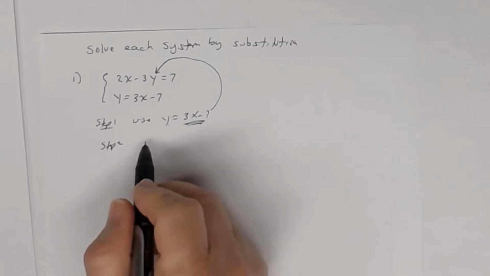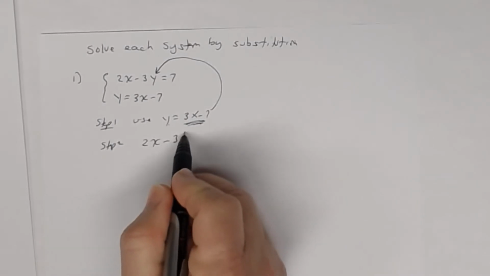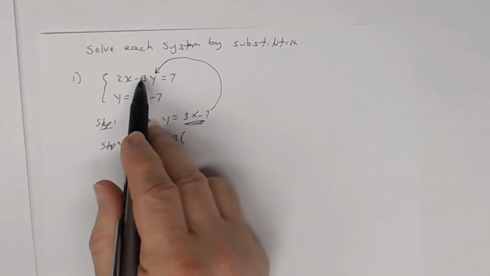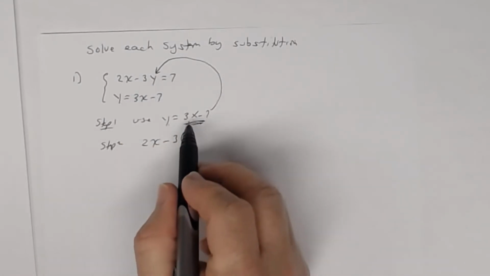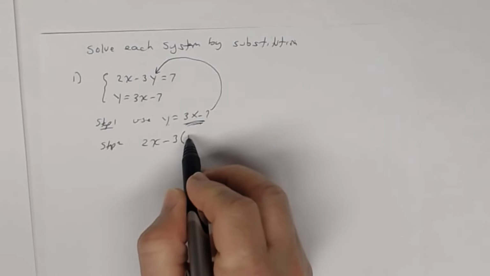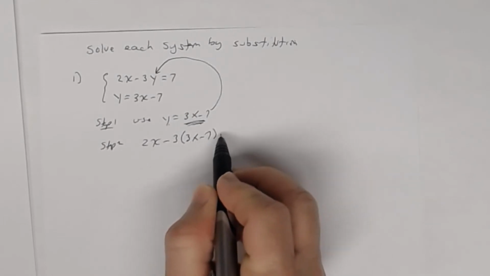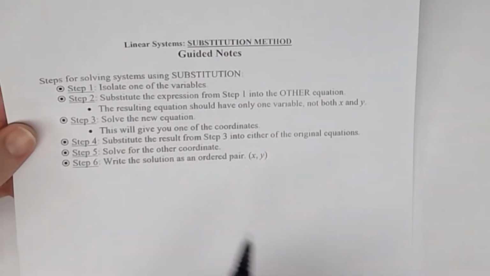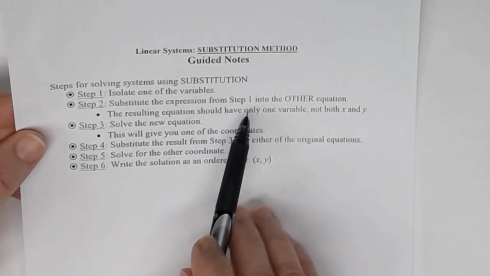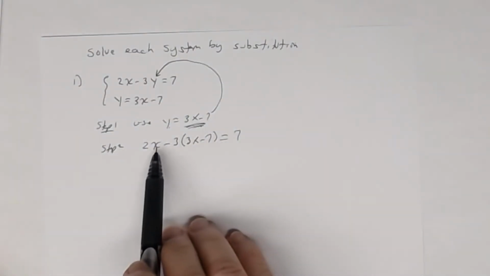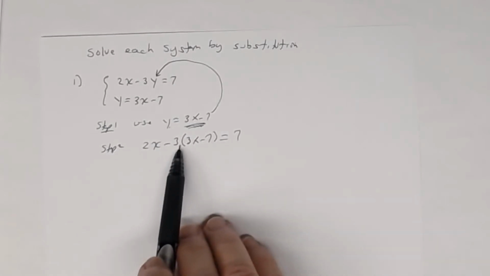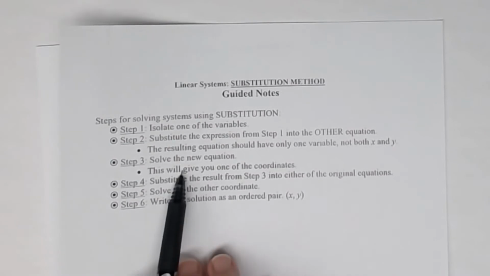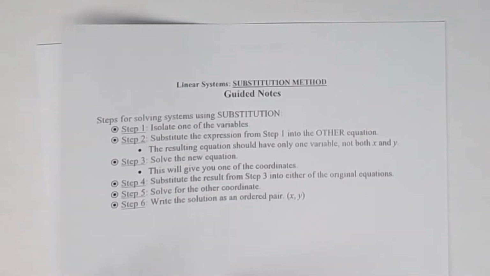So you're going to say 2x minus 3 times, in parentheses, because all of this has to be multiplied by this negative 3, right? So put that in parentheses. So 3x minus 7, and that equals 7. And notice the statement right here that says the resulting equation should only have one variable, and it does, because look, all you see is x. And then all you do, step 3, is solve the new equation. And this will give you one of the coordinates.